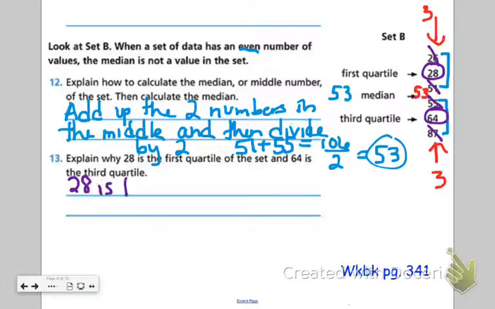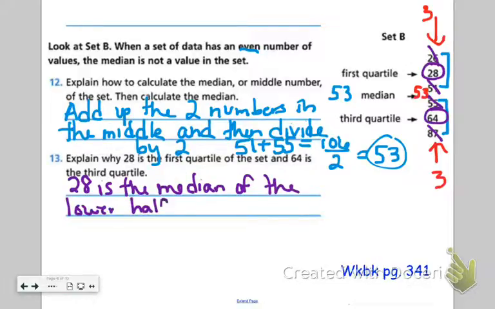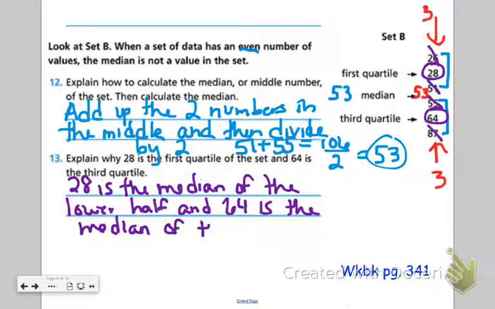Well, 28 is the median of the lower half, and 64 is the median of the upper half.